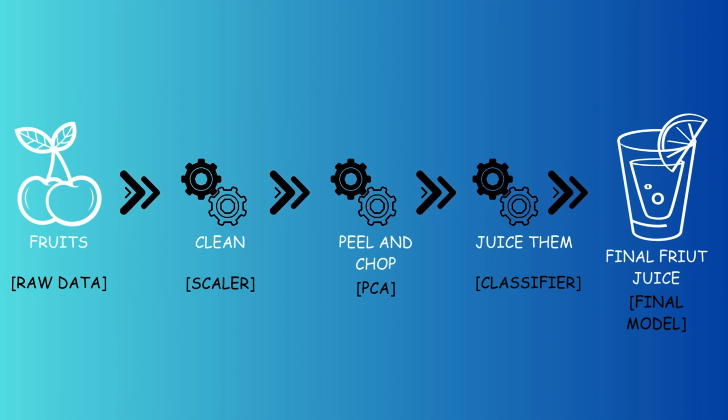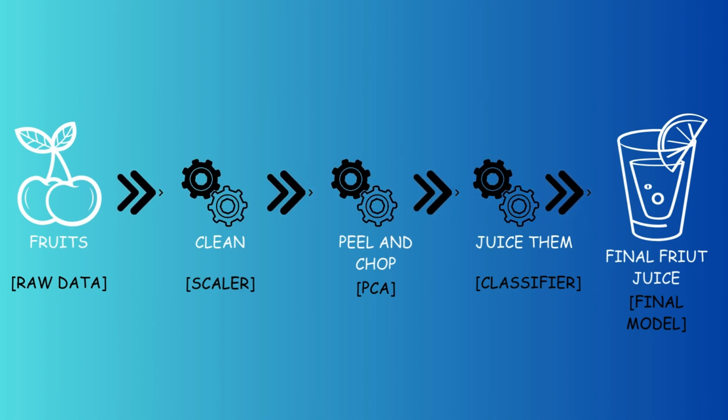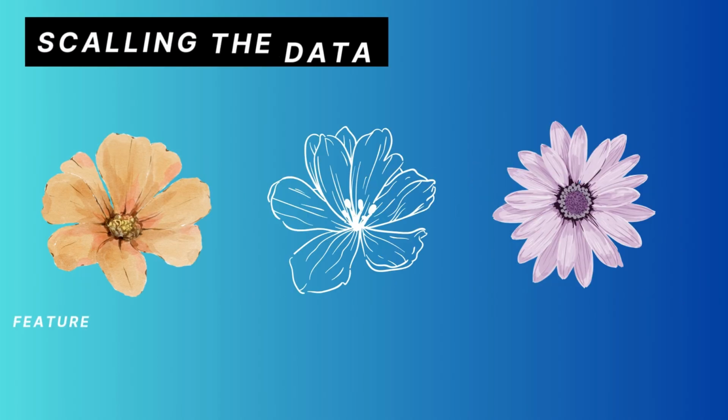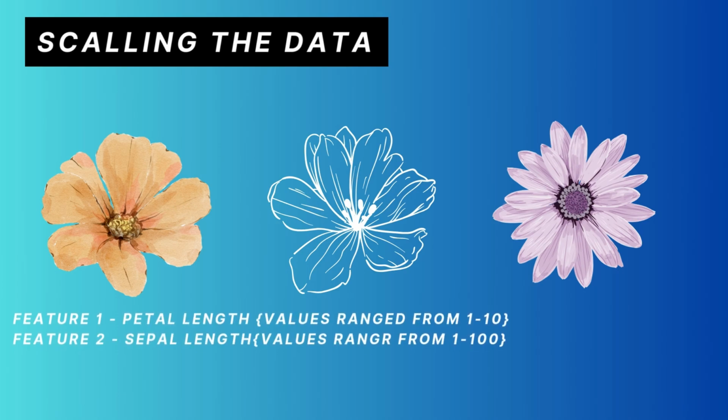So let's simplify these pipeline steps. Here is what happens in our code pipeline in plain terms. Step one, scaling the data. When we input raw numbers, they might have very different scales. For example, we enter measurements of flowers. Feature 1 is petal length, with values ranging from 1 to 10. Feature 2 is sepal length, with values ranging from 1 to 100.